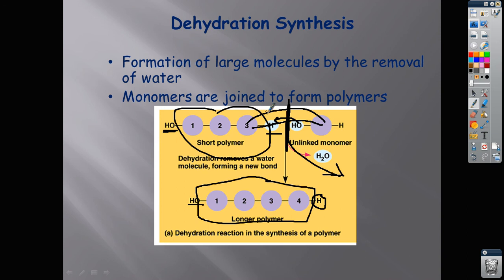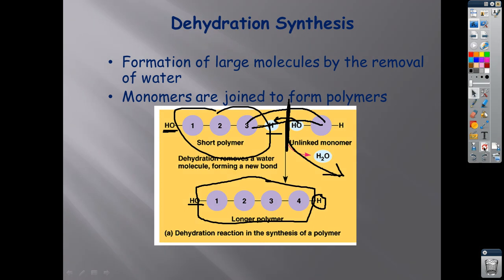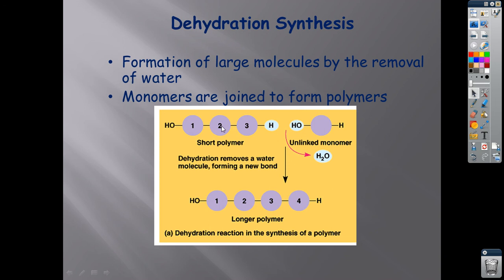So you still end up with the same thing, except what? You have an HO component in the beginning, you have your polymer, and an H toward the end. When this unlinked monomer came and combined and removed the water, you still have the same thing, HO component in the beginning, H toward the end. You just now have a longer polymer. This process is known as dehydration synthesis. The dehydration reaction will simply make the polymer longer.